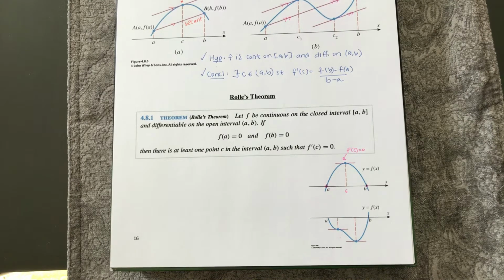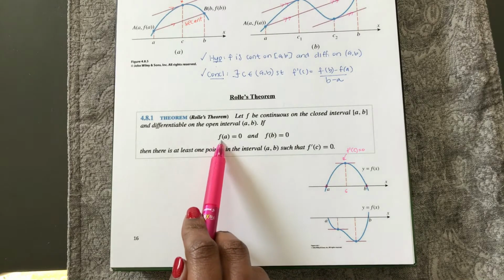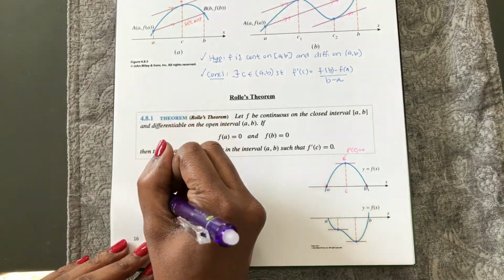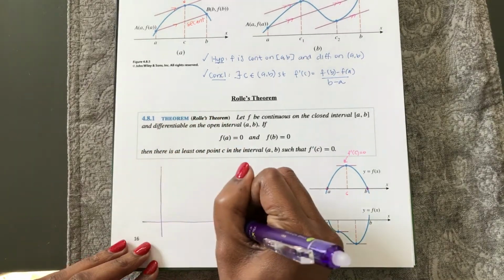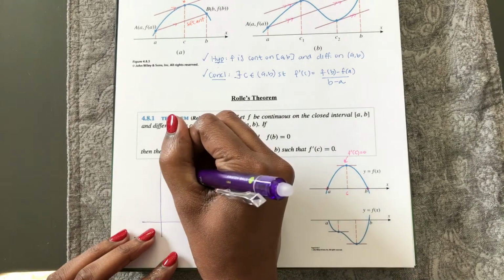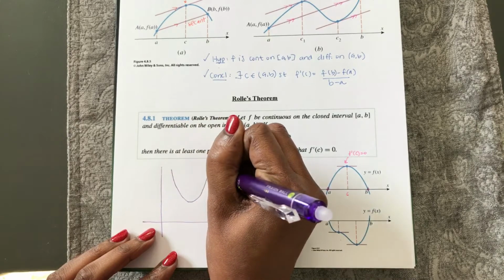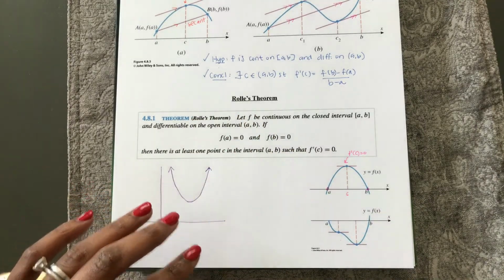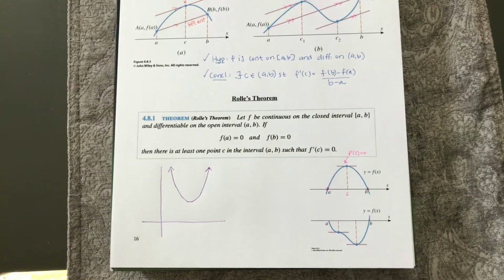Now, keep in mind that Rolle's theorem is not only true when f of a equals f of b equals 0. There's another way you can visualize it. Let's say we have a function that looks something like this. Well, we see that this function will never equal 0, yet Rolle's theorem still applies.